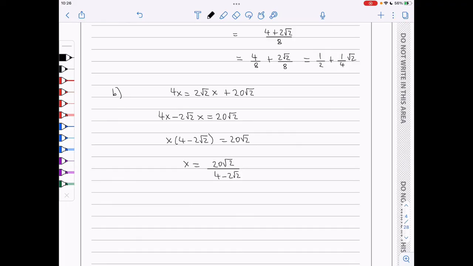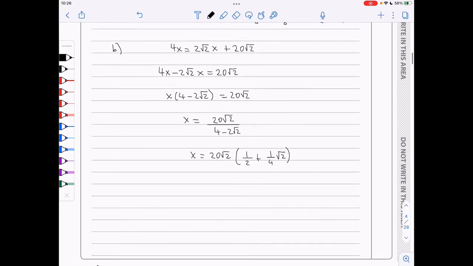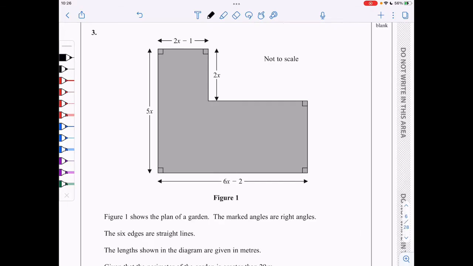Now we know that 1 over 4 minus 2 root 2 is simply the answer we obtained in part A of this question, which is a half plus a quarter root 2. So if I expand this, well, 20 times a half is 10, so it's going to be 10 root 2, and then 20 times a quarter is 5, root 2 times root 2 is 2, so this is 10 root 2 plus 10.